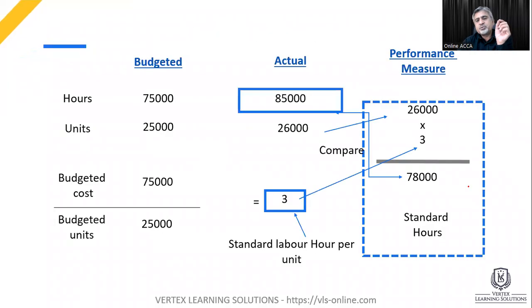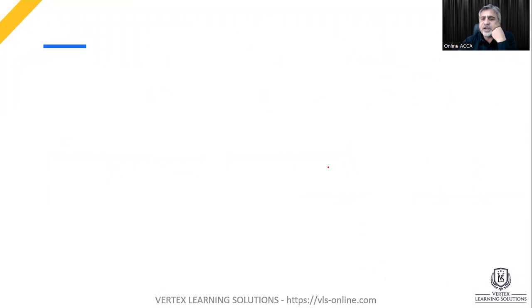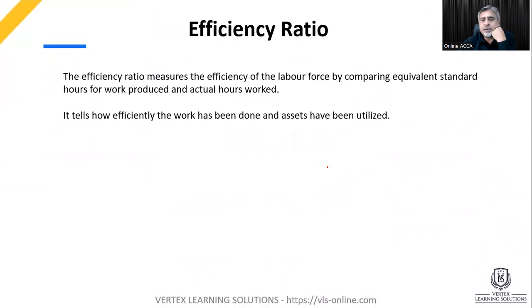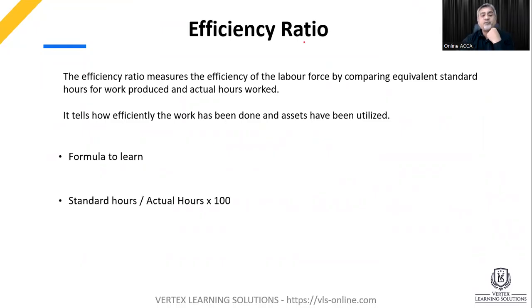Using the same numbers which we have here, 78, 85, and so on, we will find out our ratios. I hope that by now you already remember these numbers. For the efficiency ratio, the formula is standard hours divided by actual hours. Standard hours means how much it should have been. Actual hours was how much it was.